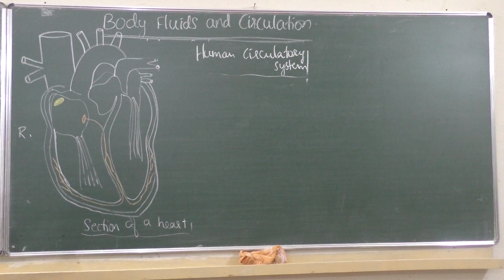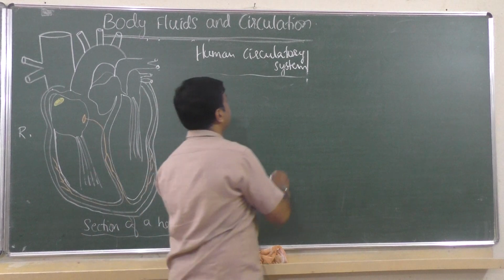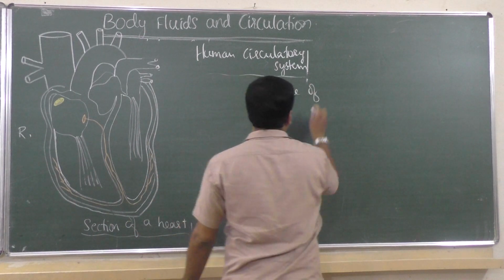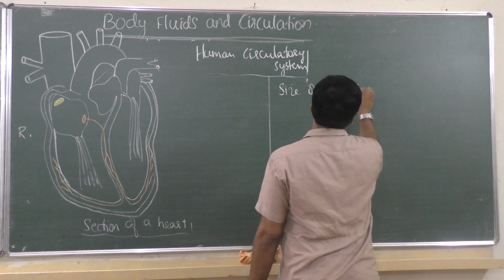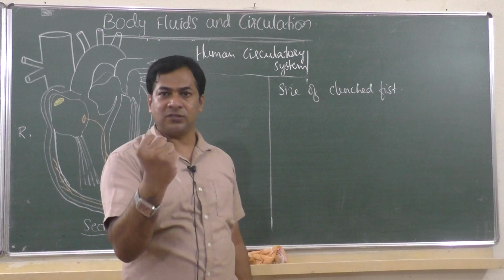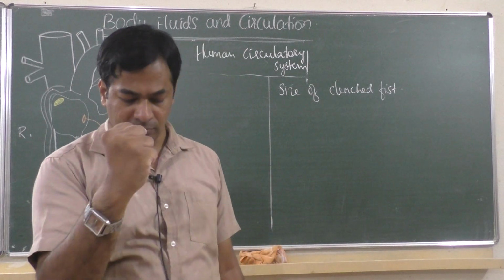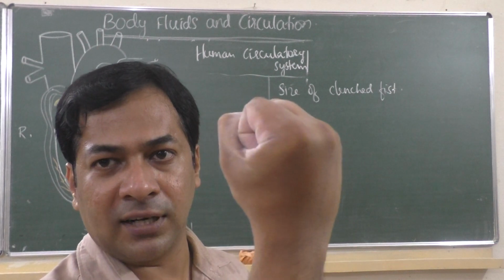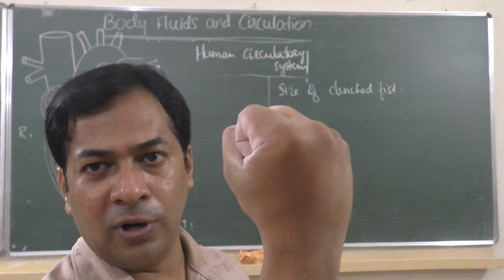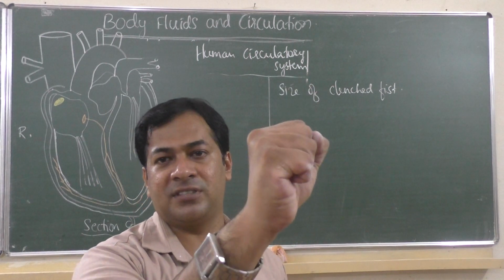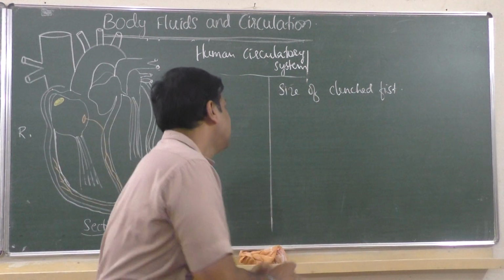It is the size of a clenched fist. Fist means like the size of this. This is the size of the heart. When you fold, this is a fist, clenched fist means folded. Fist size is the size of the heart.